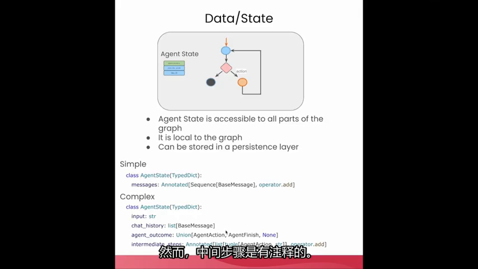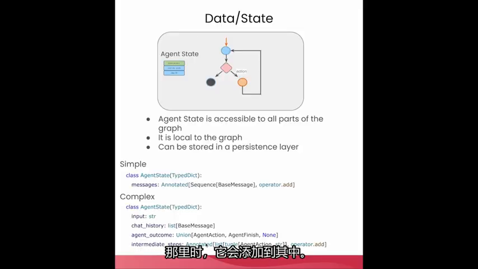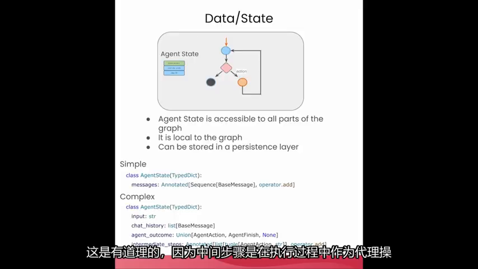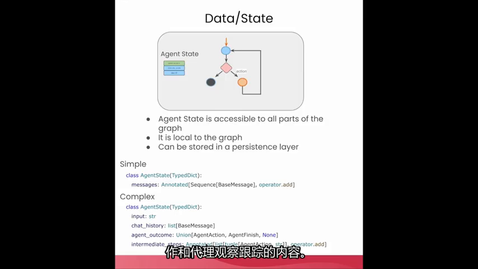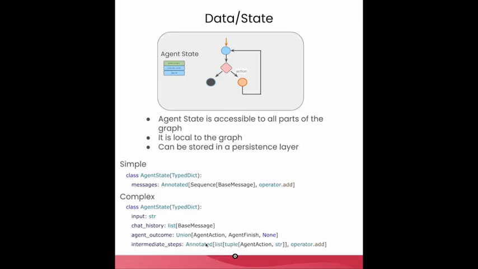However, intermediate steps is annotated with operator.add, which means that when a new update is pushed there, it adds to it. This makes sense because intermediate steps is what is tracked as the agent action and agent observation throughout the graph as it executes. And so we want to continuously add to that as more and more actions are taken.